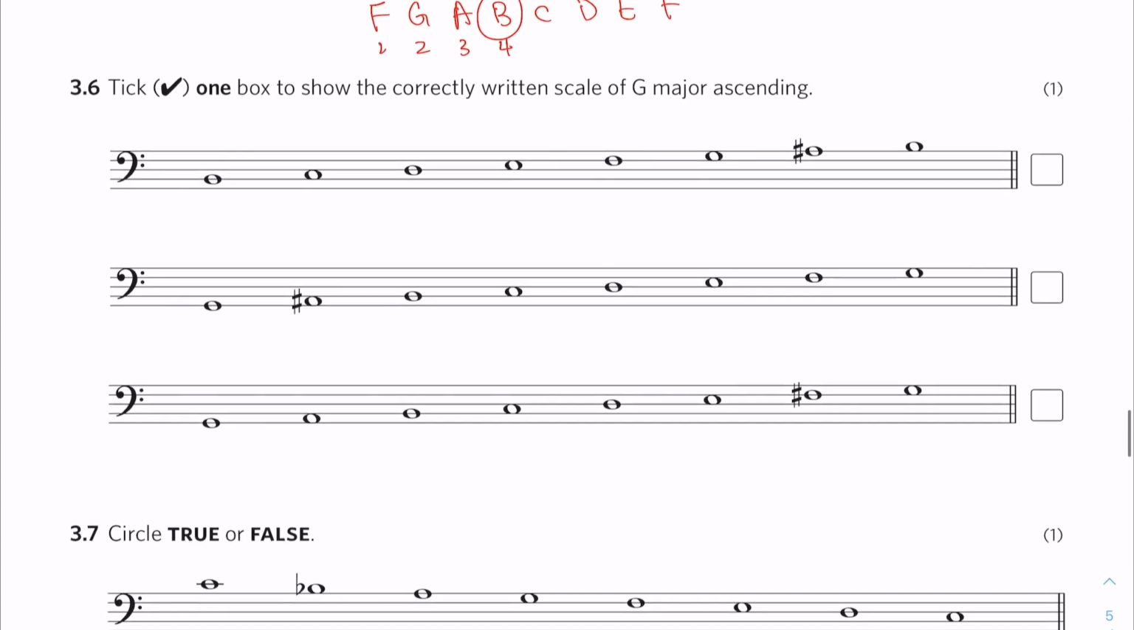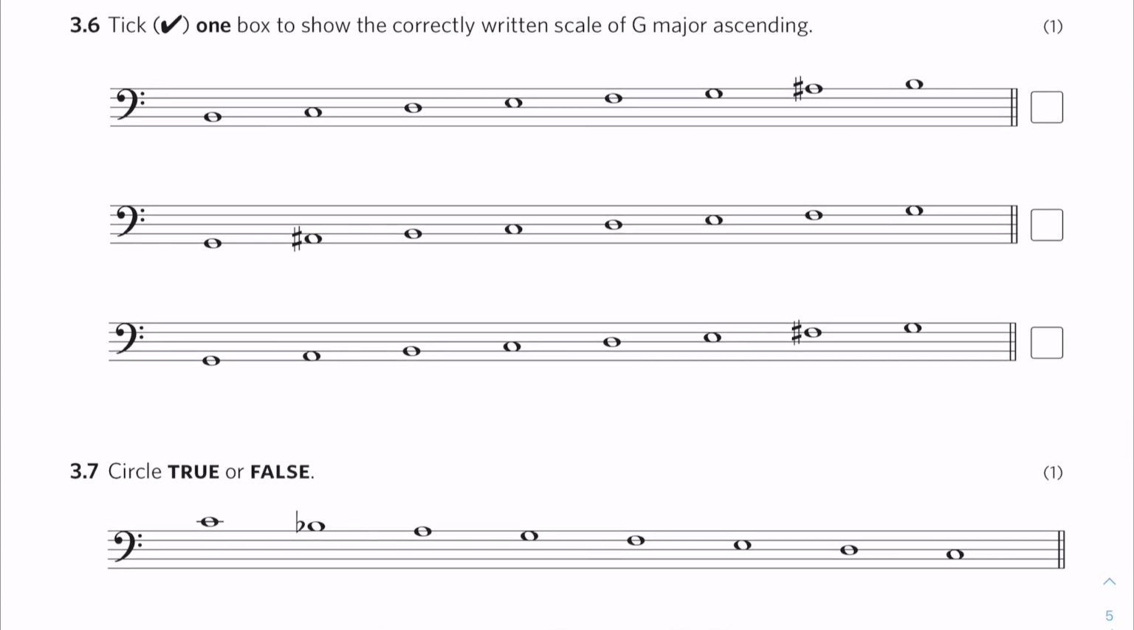And 3.6, tick one box to show the correctly written scale of G major ascending. So I'm going to underline G major. Ascending means going up. For the first one here, this is bass clef. Let's check. What is the starting note here? We've got G, B. So this is a B. Immediately it's not correct. This is wrong.